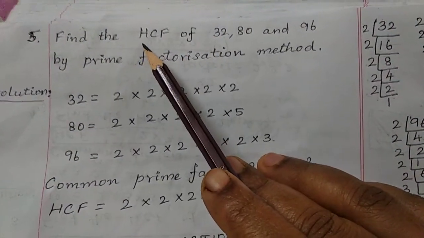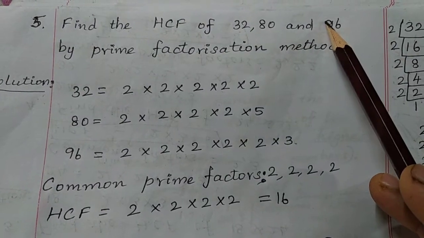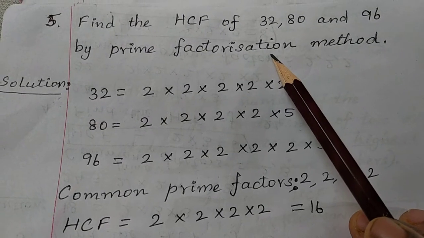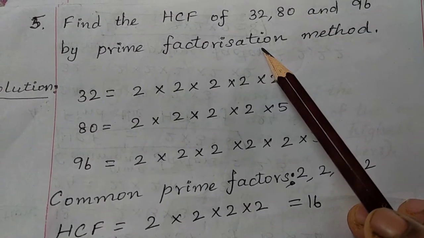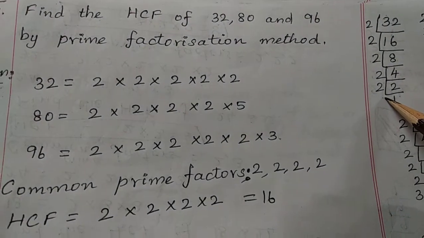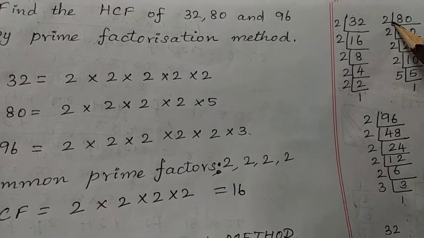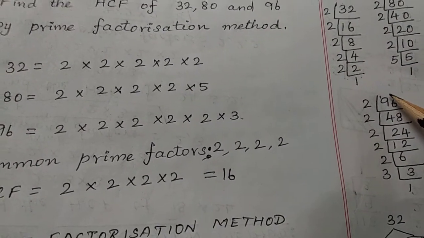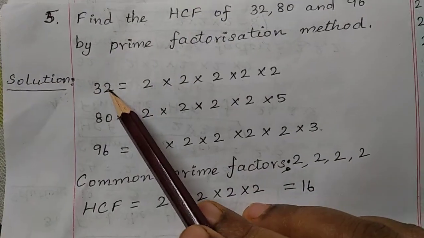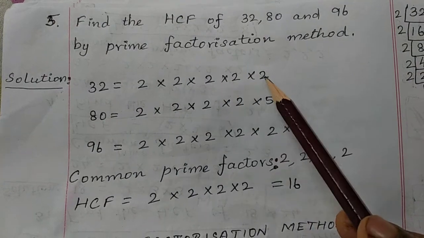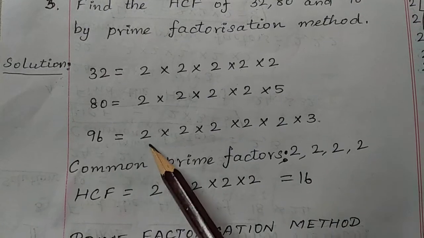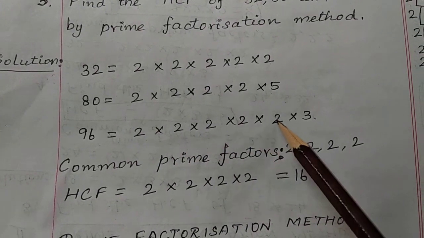We have another example. Find the HCF of 3 numbers by prime factorization method. It is already given in the question itself to use prime factorization method. So express 32 in terms of prime numbers. We know how to do this. Express 80 in terms of prime numbers. Express 96 in terms of prime numbers. See, 32 is 2 into 2 into 2 into 2 into 2. 80 is 2 into 2 into 2 into 2 into 5. 96 is 2 into 2 into 2 into 2 into 2 into 3.